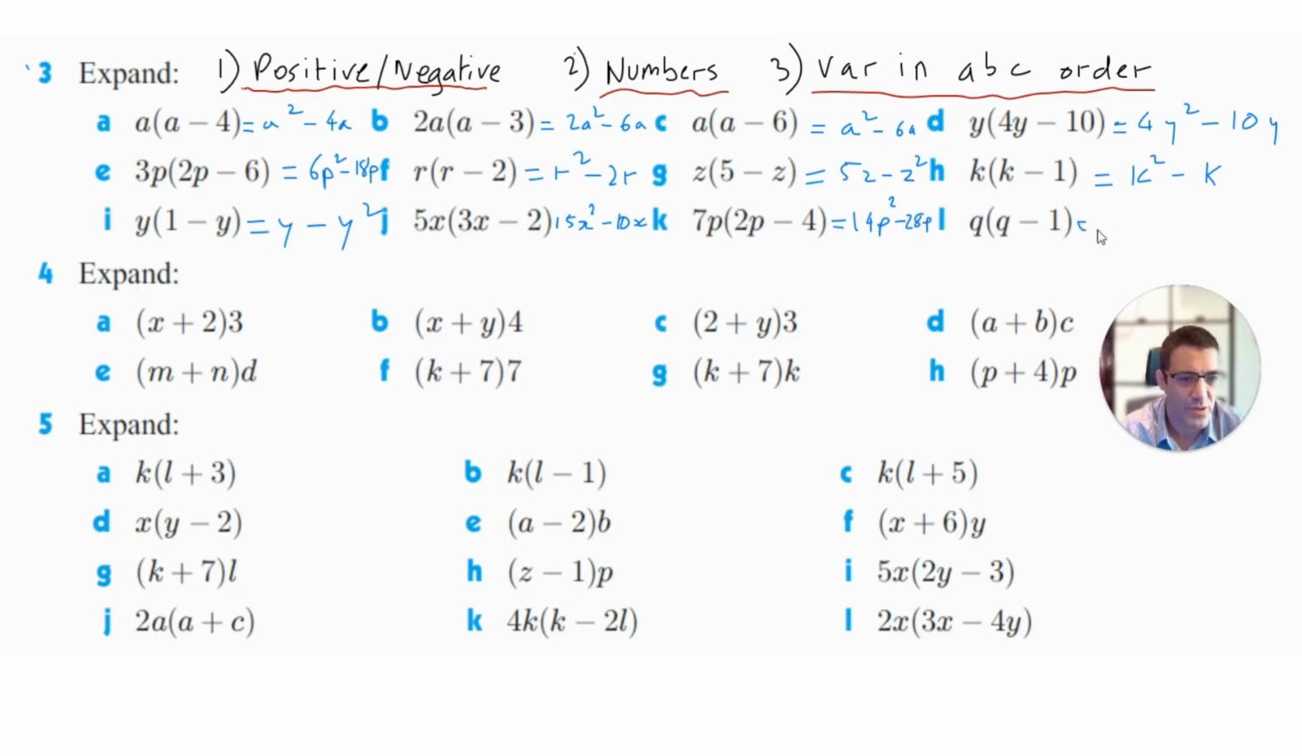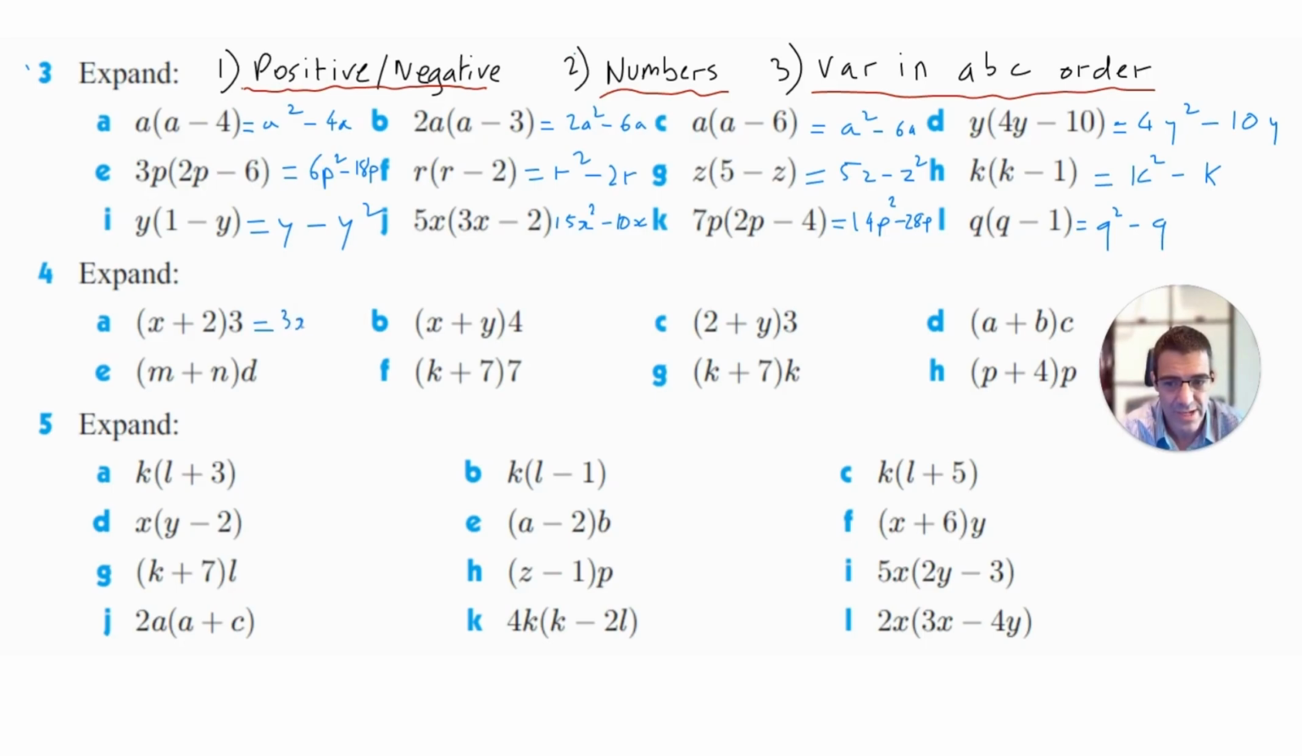And then q times q is q squared over here. So q squared, and then minus q. Okay, so far so good. Question 4. Doesn't change anything that the number is afterwards. This means x plus 2 times 3. So when they're next to each other, it means times. So if I say 3 times x plus 2 or x plus 2 times 3, it's the same.